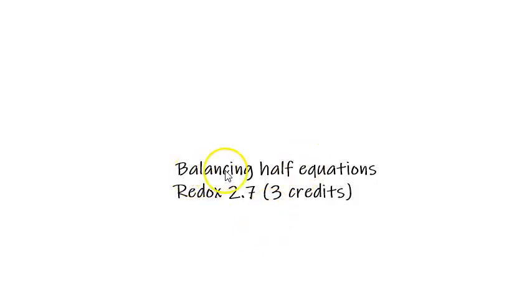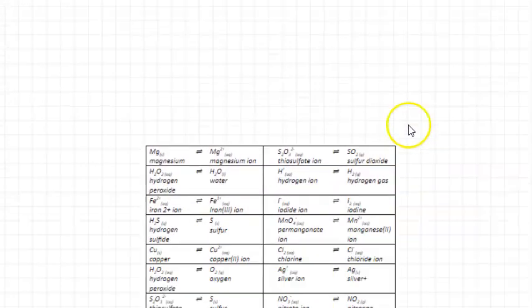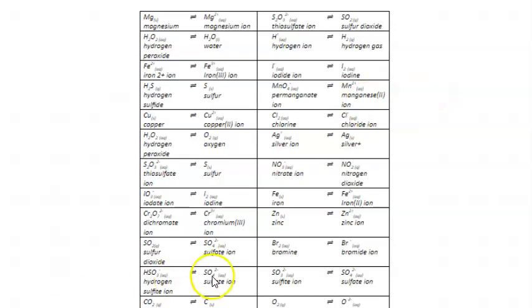In this video, we're going to look at how to balance half equations. This is for Redox 2.7, which is an internal with 3 credits. So we'll look down at a resource sheet that you will be given. So here's the resource sheet that has all of the half equations that you need to know, or that will be given to you in the assessment.